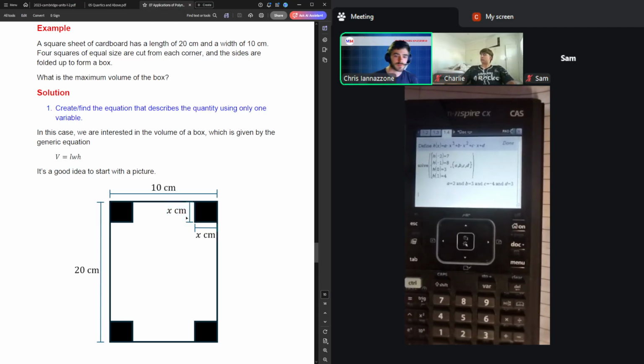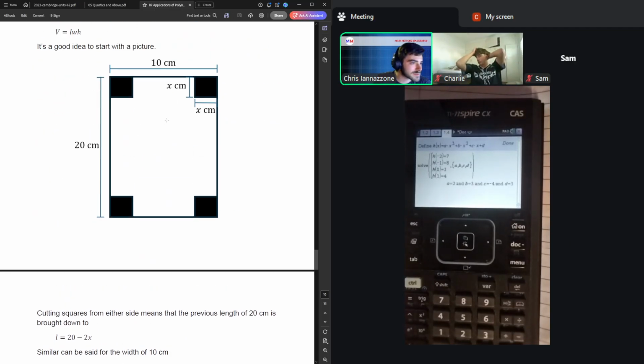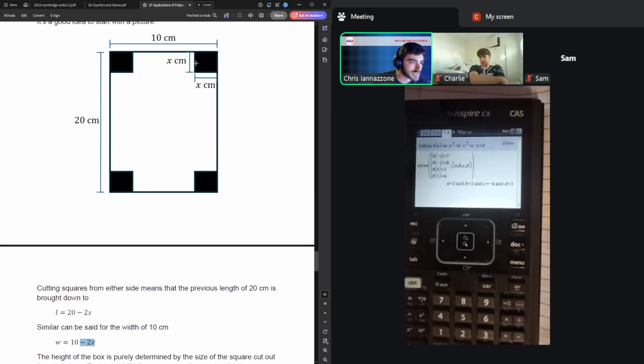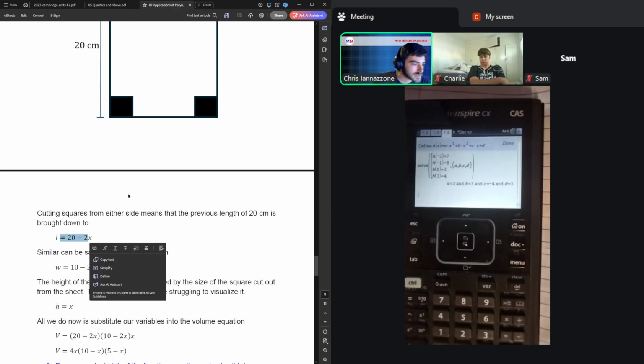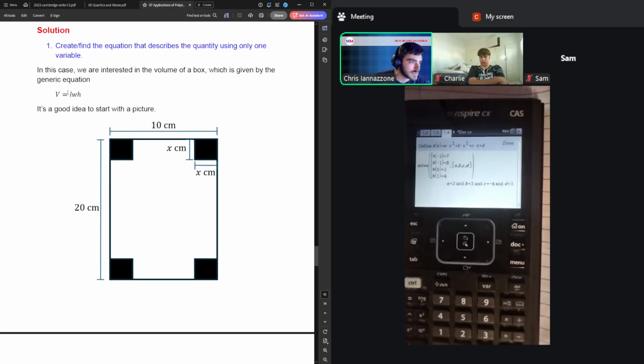So you can imagine if you were to fold this one up and actually make a box, what you would actually have is these cutouts of x and x. So essentially, instead of the width being 10, you now have 10 minus 2x. You're cutting out those extra bits out of it. Same thing with the length there. It was 20, but you're cutting out 2x's worth. That gets you length, that gets you width.